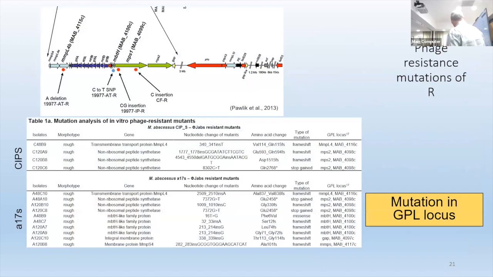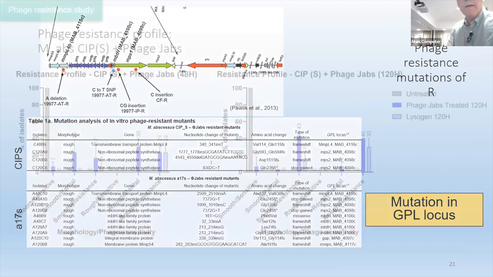And as expected, when we look at the rough mutants now, they have a mutation in the genes associated with the biosynthesis of the GPL, which is a little bit what we expected. We also did find a few mutants that did not have a mutation in this cassette of genes, but had some other mutation, and we're trying to understand how those work.